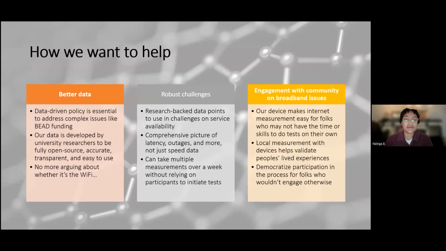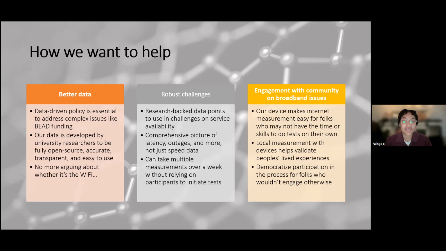So in summary, we really want to help make this data collection not only easier, but more accessible. Data-driven policy is essential to address complex issues like BEAD funding, and our data is developed by UChicago researchers. It's open source, accurate, transparent, and our device is easy to use. We aim to help you make robust BEAD challenges by giving you the research-backed data points, a comprehensive picture of internet performance measurements such as speed, latency, outages, and so much more.